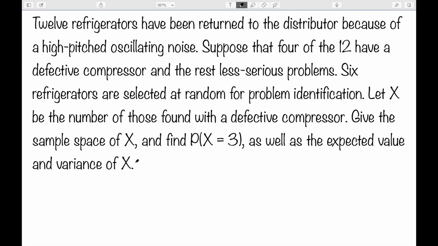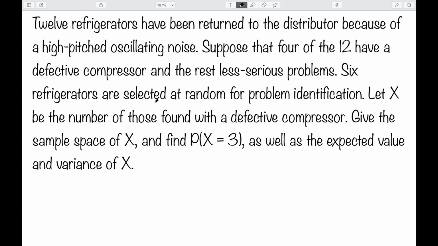Let's suppose that 12 refrigerators have been returned to the distributor because of a high-pitched oscillating noise. We're then going to suppose that 4 of the 12 have a defective compressor and the rest have less serious problems. 6 refrigerators are selected at random for problem identification. We're going to let x be the number of those found with a defective compressor. We're going to find the sample space of x, the value P of x equal to 3, as well as the expected value and variance.